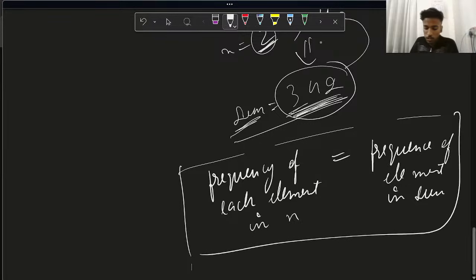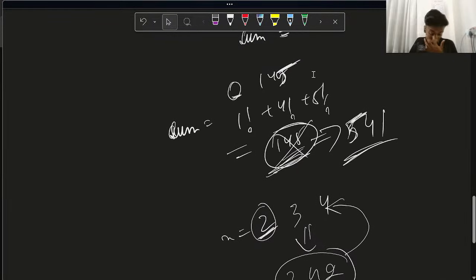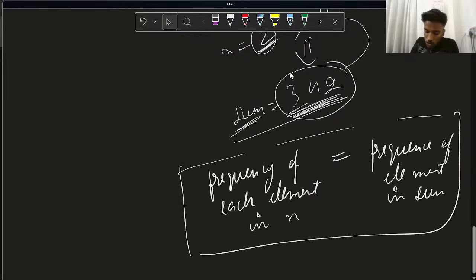So what we'll do simply is count the frequency of all the elements in n, and you have calculated the sum. Now simply calculate the frequency of all elements in sum and check whether these two frequencies are equal or not.